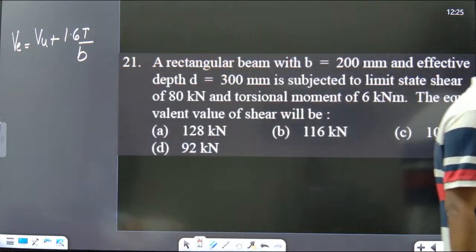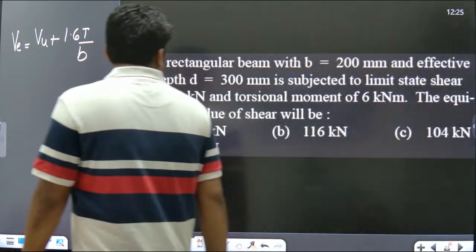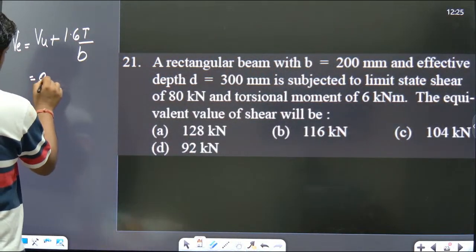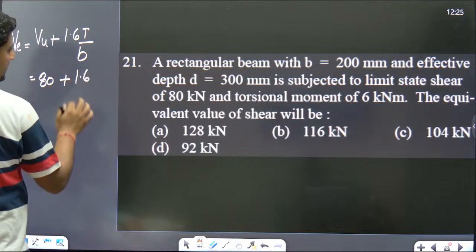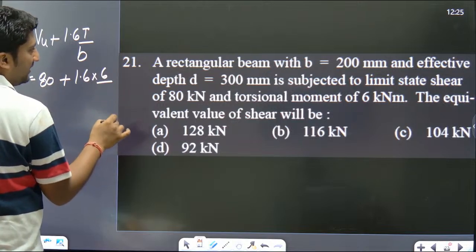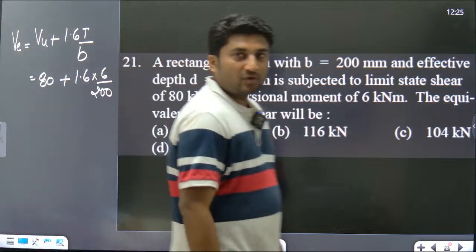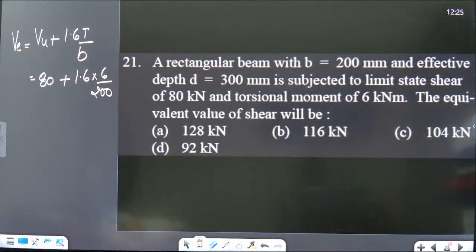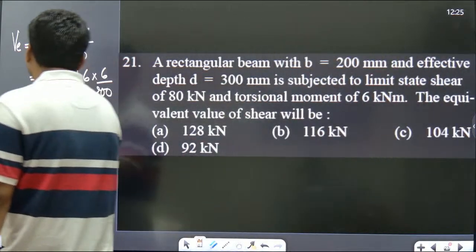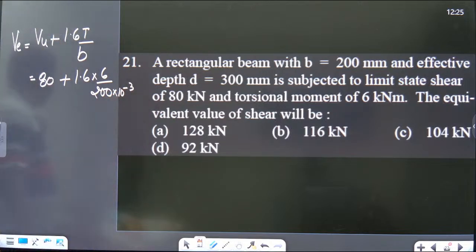Without calculator, can you solve the question? Shear value is 80 kilonewton, plus 1.6 times the torsion moment, which is 6 kilonewton meter, upon what is the width? Width is nothing but 200 mm. So solve the question. Now here you need to convert this 200 mm into meter, then only you will be able to get the answer in kilonewton. So 200 mm into 10 power minus 3 is in meter. Okay.